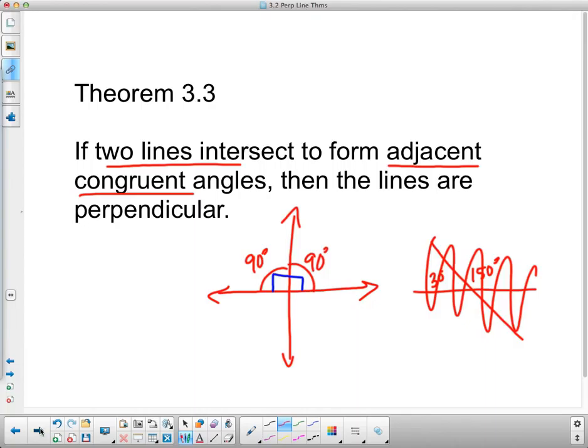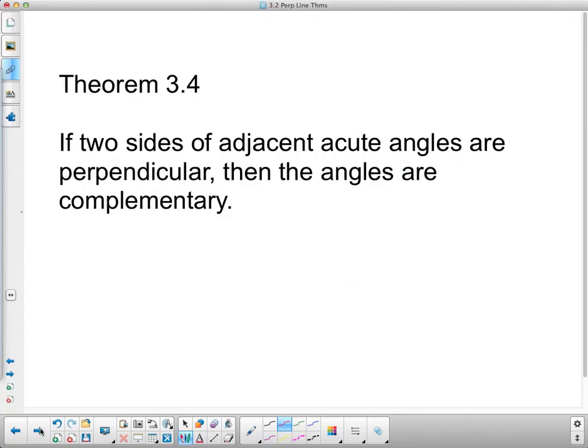All right, and I think there's one more theorem. 3-4. If two sides of adjacent acute angles are perpendicular, then the angles are complementary.